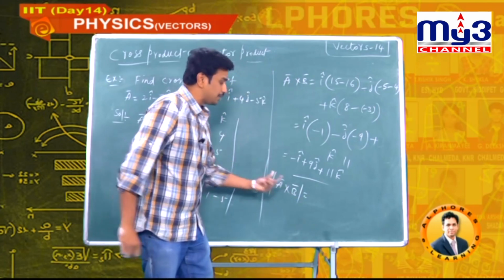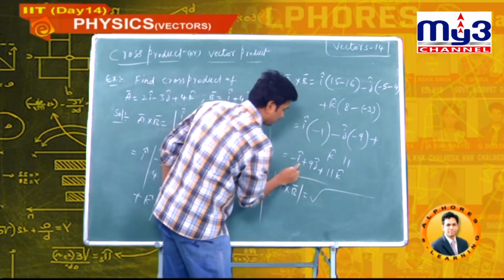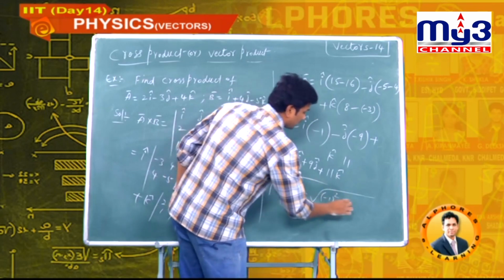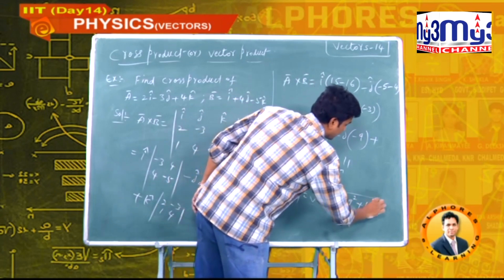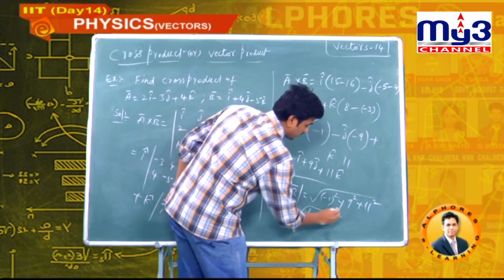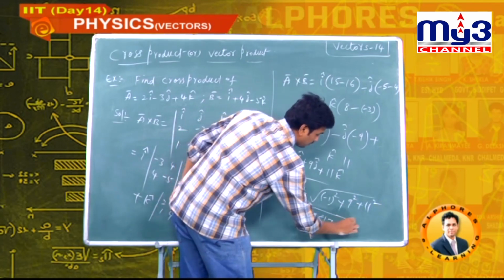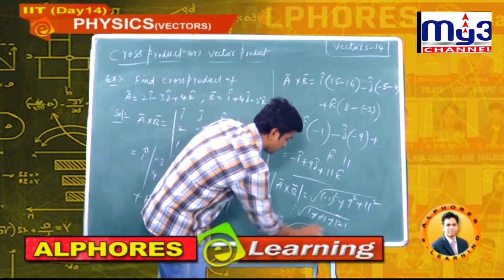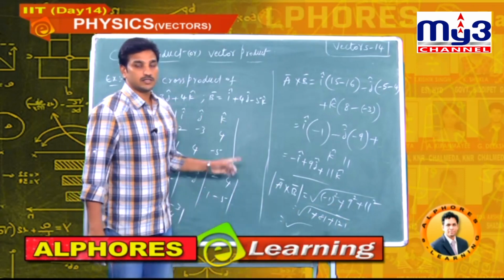Modulus of A cross B is under root minus 1 whole square plus 9 square plus 11 square. Under root 1 plus 9 square is 81 plus 11 square is 121. And add, can you find the root? Yes, we will get the root.